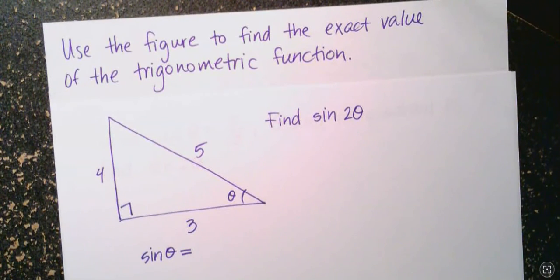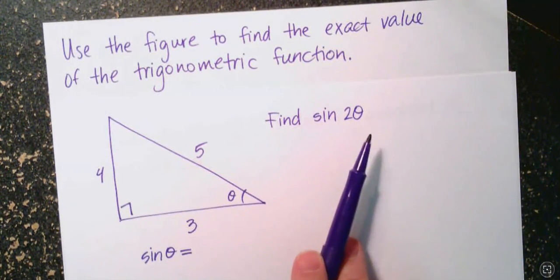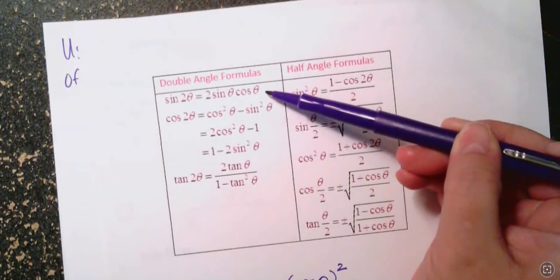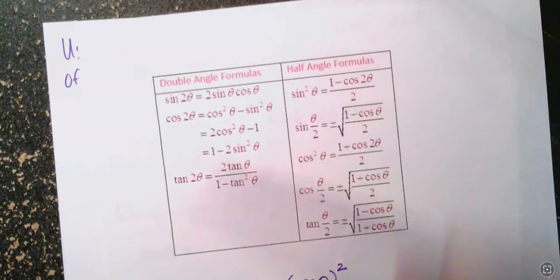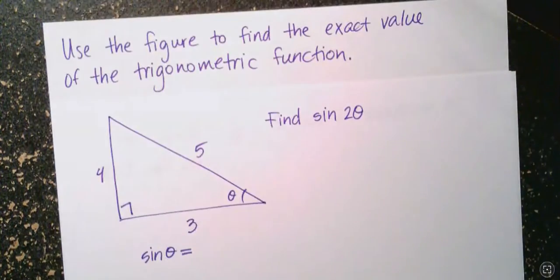Okay, the next problem we are going to do is very similar. A couple of differences are just the side lengths we're given here on the triangle and the fact that we're being asked for the sine of 2 theta instead of the cosine. So looking at my formulas, there's only one formula for the sine of 2 theta. It's 2 times the sine of theta times the cosine of theta. So that's what I'm going to do. So I need to find the sine of theta and the cosine of theta.